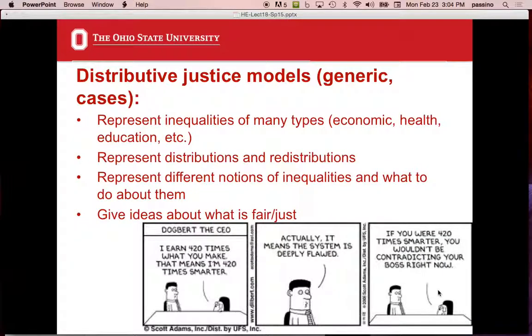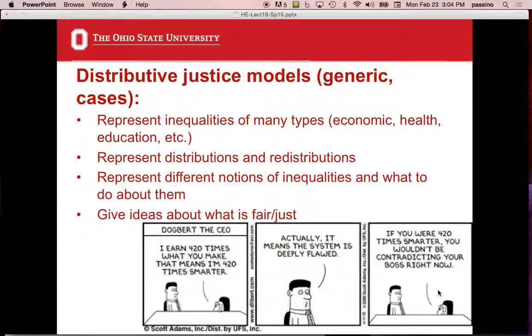Now, there are many ways to model distributive justice. You can represent inequalities of all kinds of types: economic, health, education. You can represent distributions and then a redistribution. Distribution is the current state of affairs. A redistribution is the shuffling of things to try to get more equality, for instance, or maybe more inequality. You can represent different notions of inequalities and what to do about them, and you can give ideas about what is just and fair. The field of distributive justice itself is a large field of study.